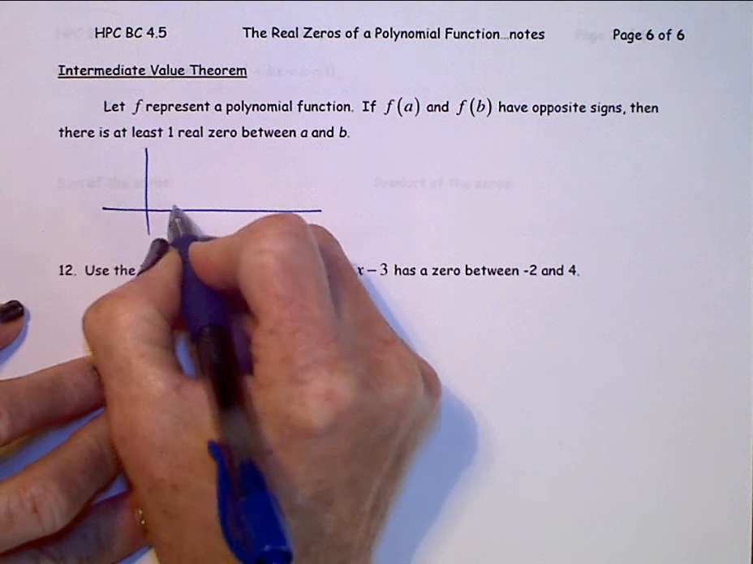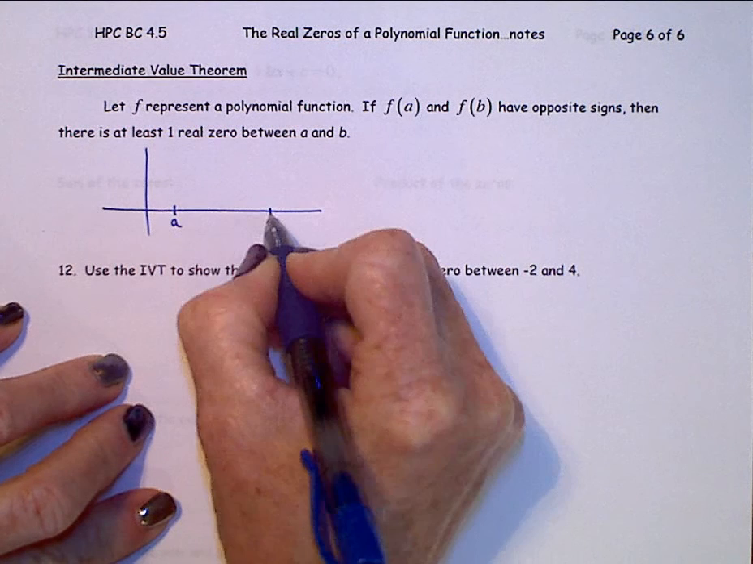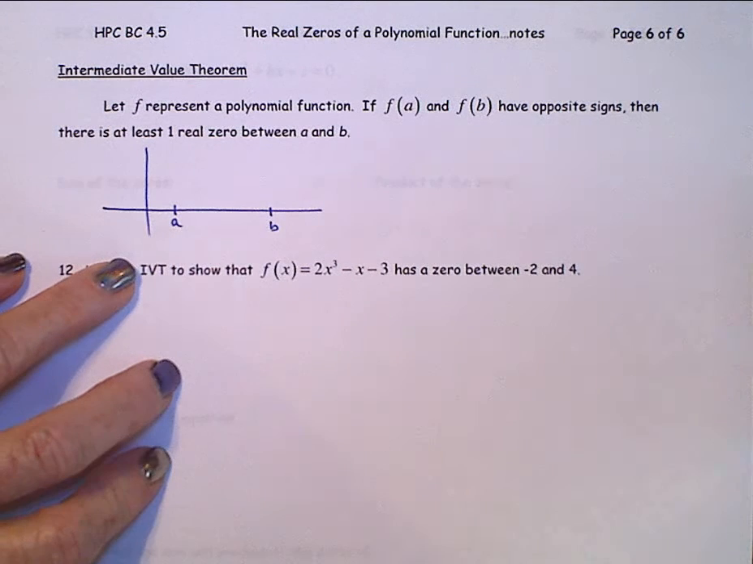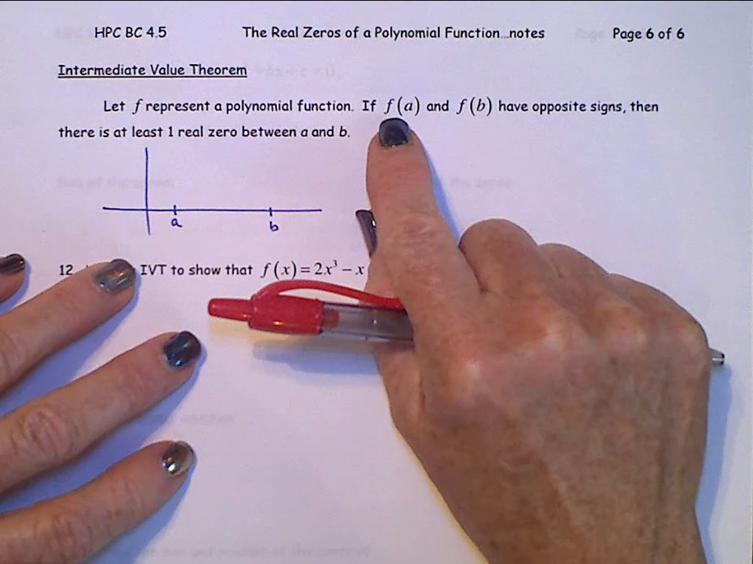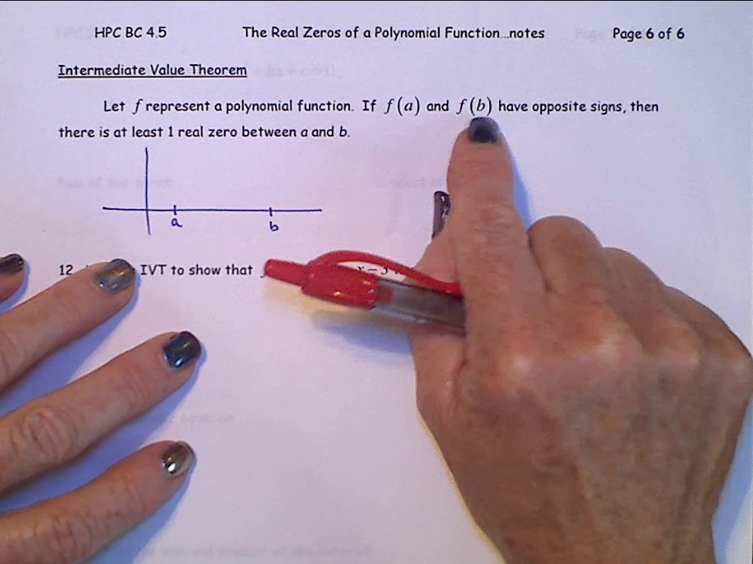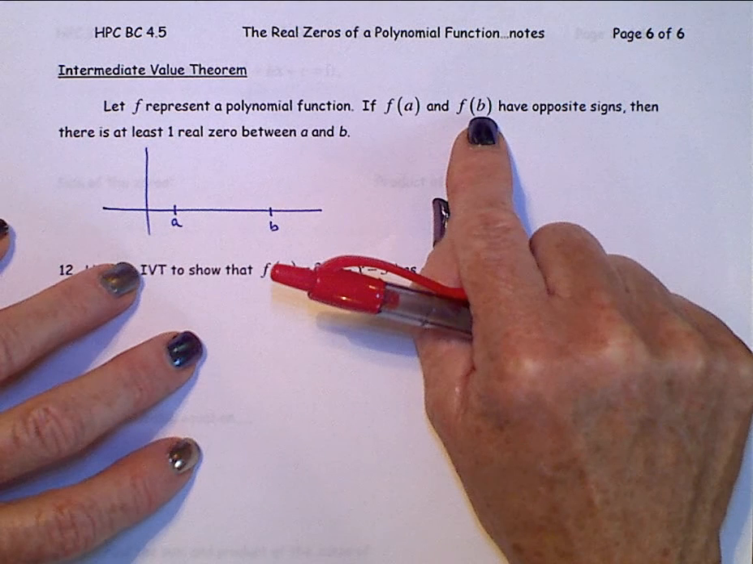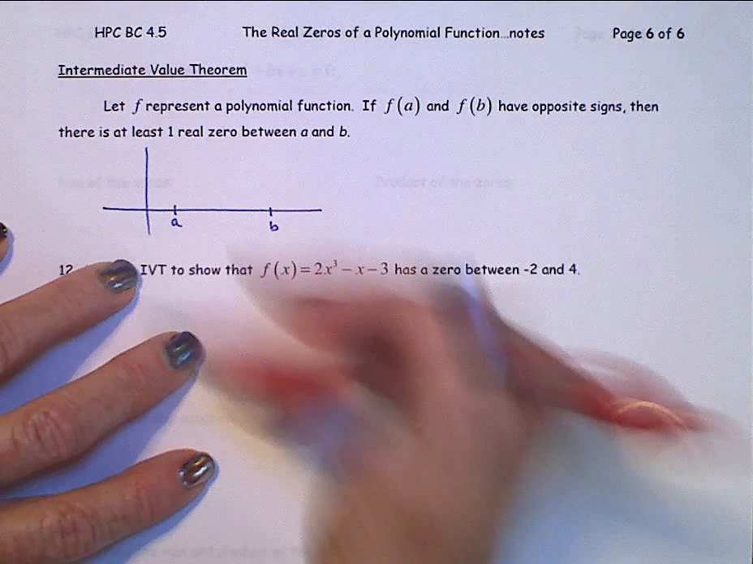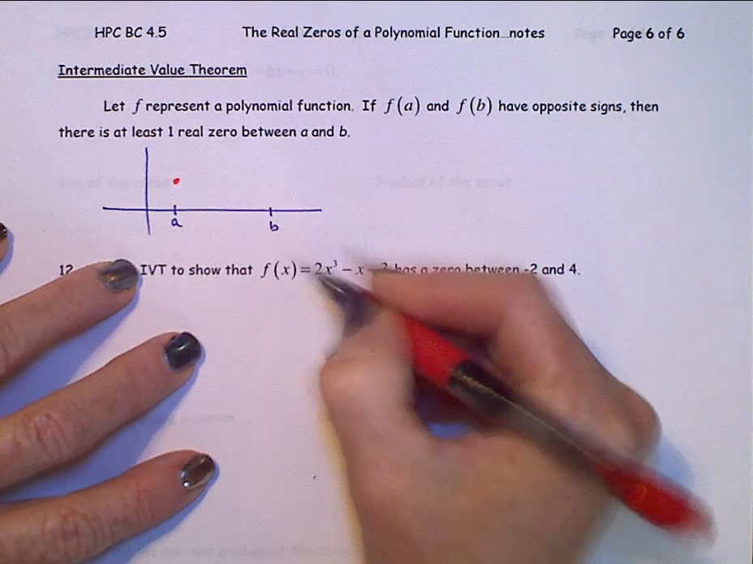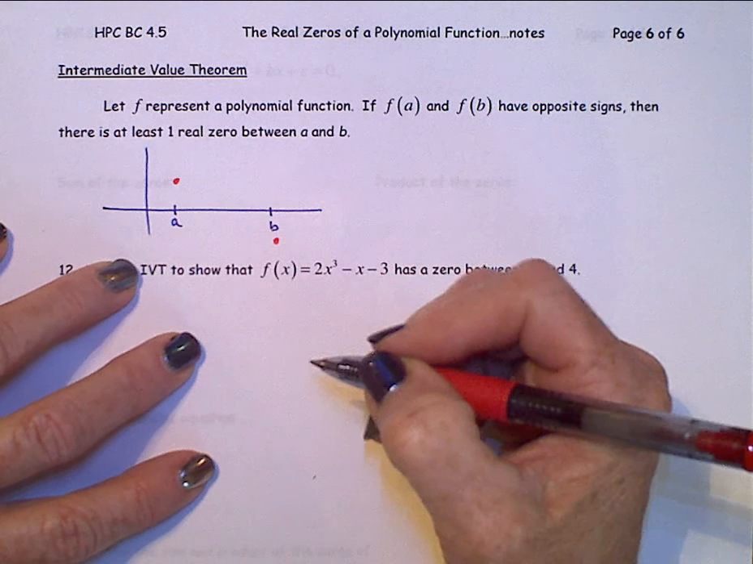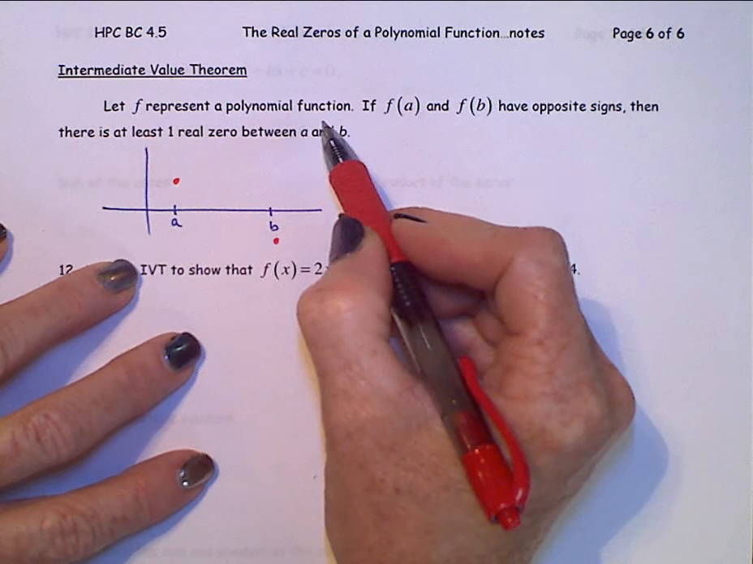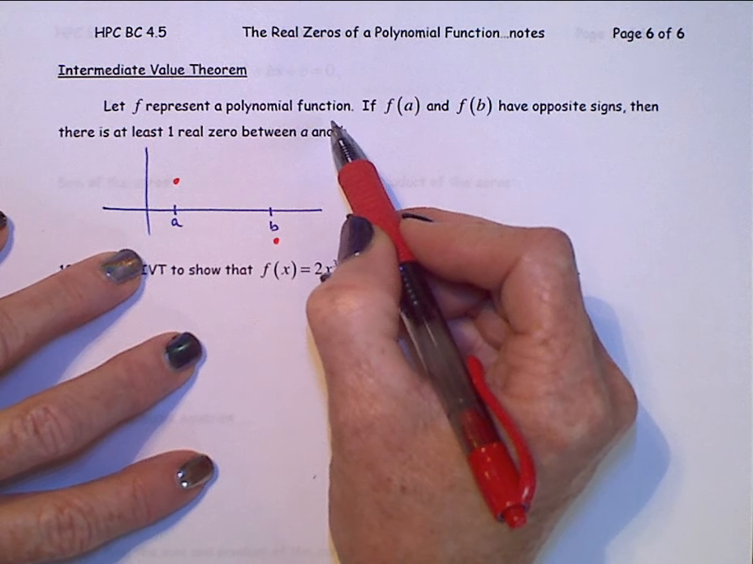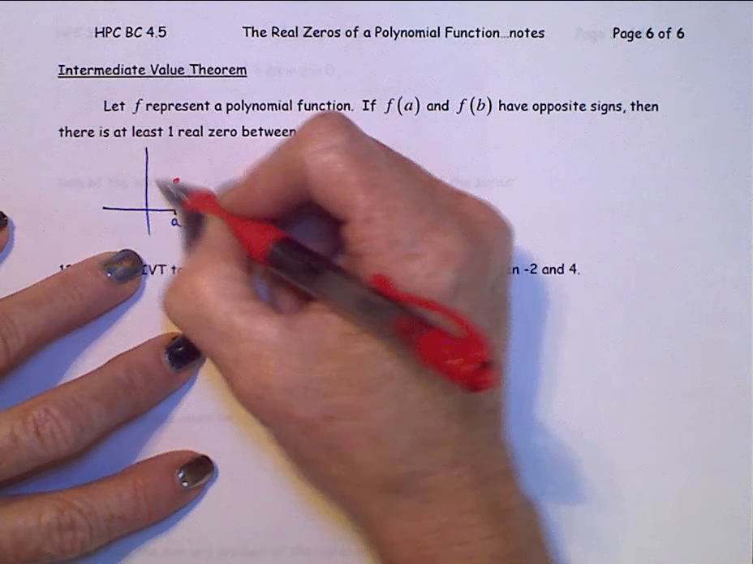Let's choose some spot A right here and some spot B right here. This just says if f of a, the y value at a, and f of b, the y value at b, have opposite signs, so one of them's positive and one of them's negative. Let's make this one positive and let's make this one negative. We have to have a polynomial function, so that means it must be smooth and continuous.